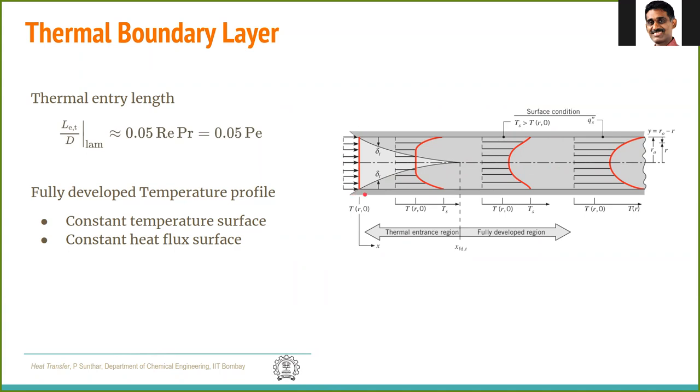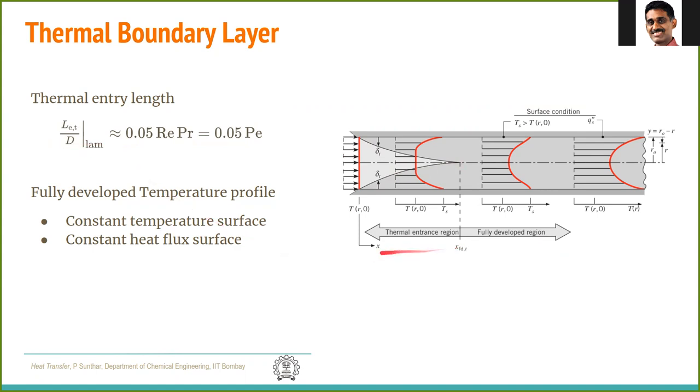Again, if you look at this edge, it looks very similar to the flat plate profile. However, this, like the velocity boundary layer, is also annular. So as the boundary layer develops from the surface, it develops all along the surface of the pipe, and then it merges at the center. So the maximum thermal boundary layer thickness here is also equal to the radius of the pipe.